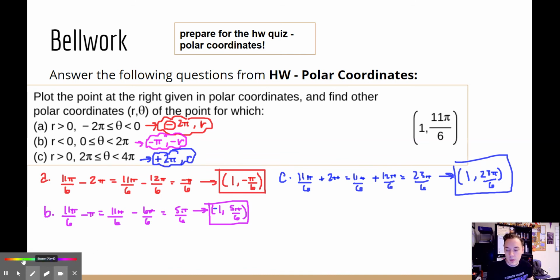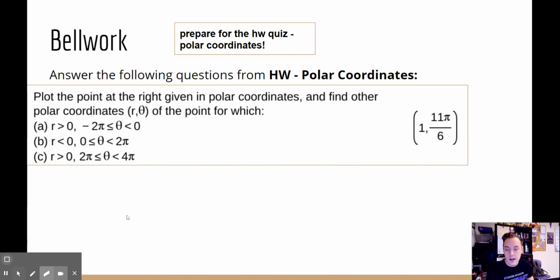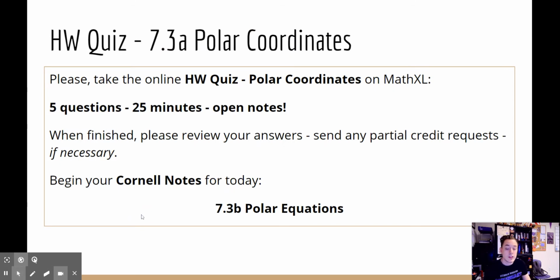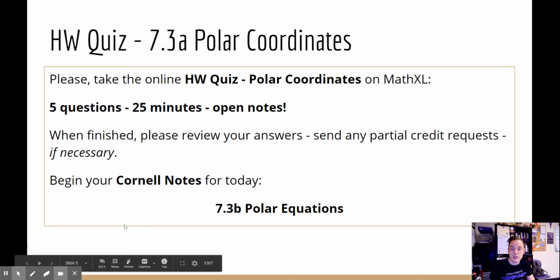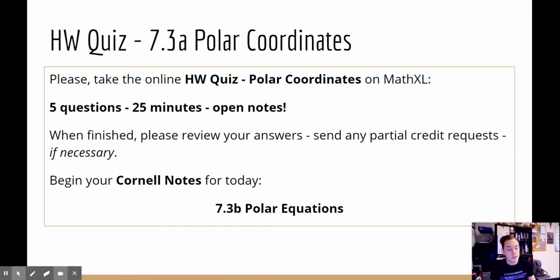So now I'm going to erase, and we're going to get started on the homework quiz. It's 5 questions, 25 minutes. Polar equations is the next lesson that we're going to get into. So please review your answers, send any partial credits to me if necessary. Get started if you want to. It's optional, but it raises your grade.